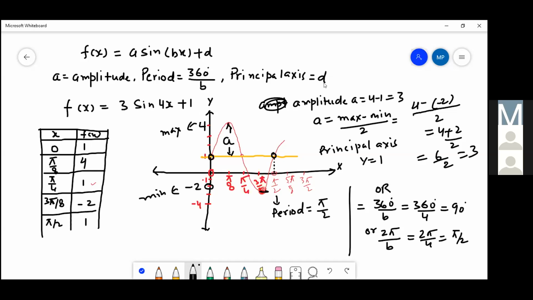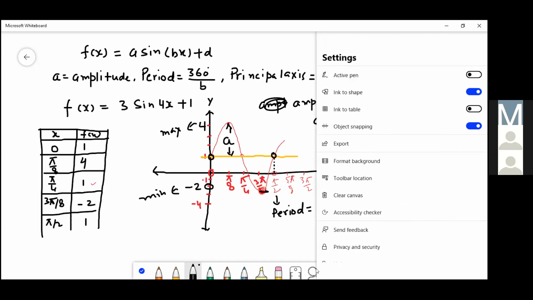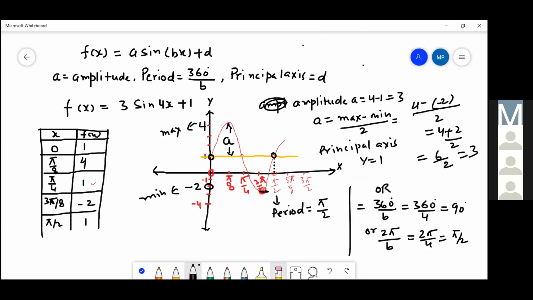So in your examination, you will have this type of question, where you have to find out amplitude, period, and principal axis. So for period, see that. Is this clear? Yes, sir. One more thing I will show you, a shortcut way to find it out.